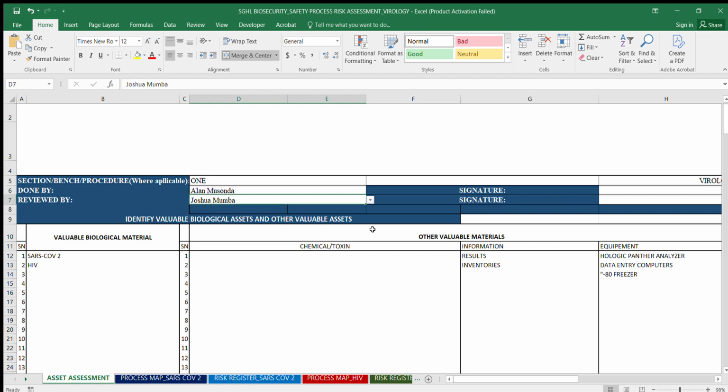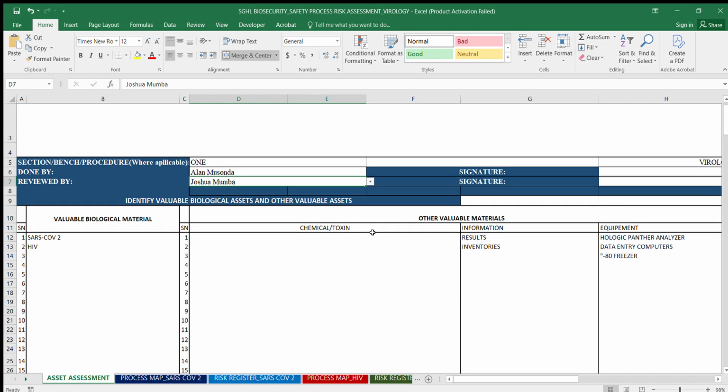All right. The next part is where you indicate the name of the key person who did the review. Of course, there may be more than one person as well. So you may indicate the names of the other people under the register where you indicate the risk assessment team.